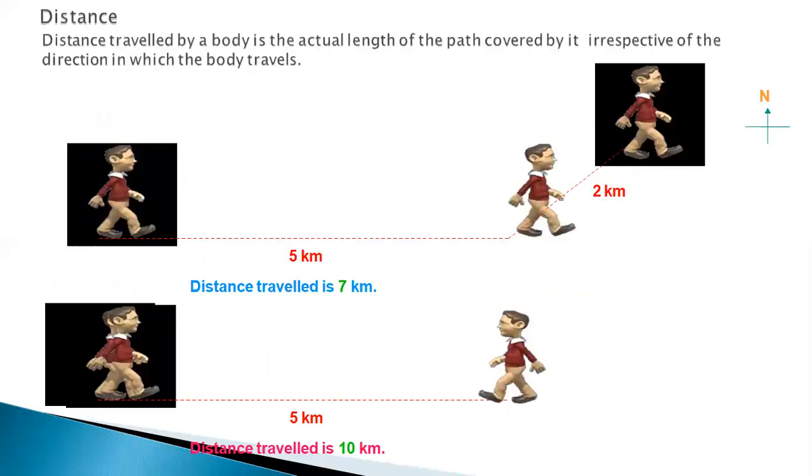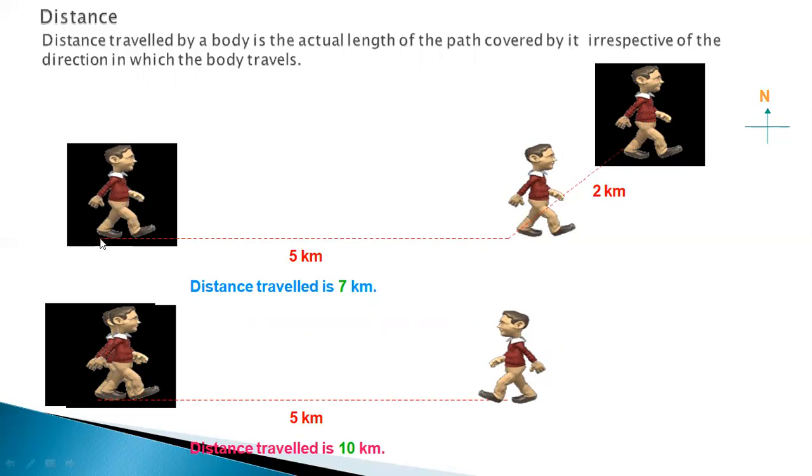So our next thing is distance. Okay, so distance is the actual length or actual path covered by the body. For example, here you can see in this picture, a man is traveling from this point to this point. Again, he travels from this point to this point. Okay, so the distance traveled by him is 7 kilometers here.